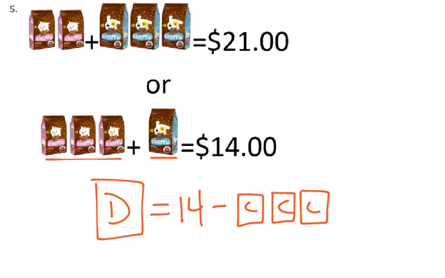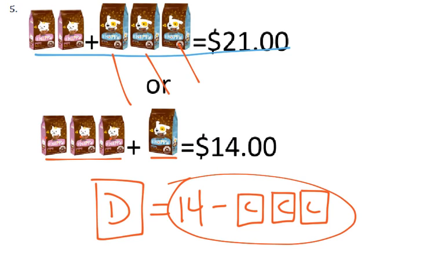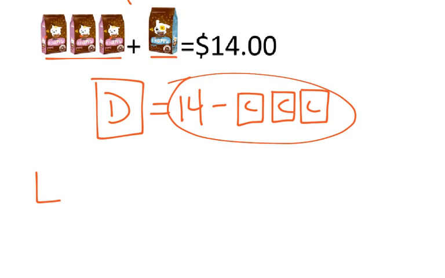And now we know that 1 bag of dog food is equal to $14 minus 3 bags of cat food. Now if we take that other equation and say for each of these bags of dog food, we've got this situation going on. So then we'd have, let's see, we'd have 2 bags of cat food, right?